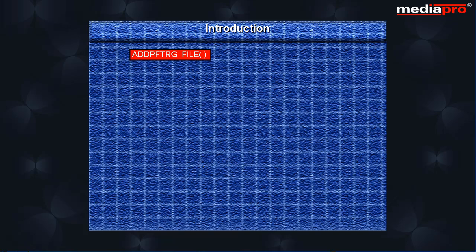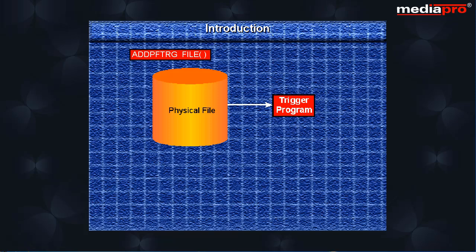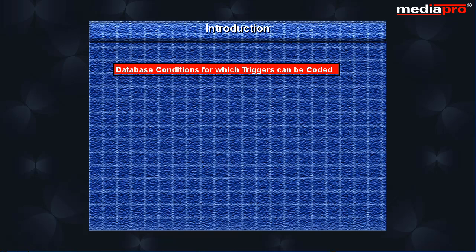The add physical file trigger command is used to associate the trigger program with the physical file. DB2400 supports 6 database conditions for which we can code triggers. They are before insert, before update, before delete, after insert, after update, and after delete. Whenever a particular condition is true, DB2400 will call the corresponding trigger program.